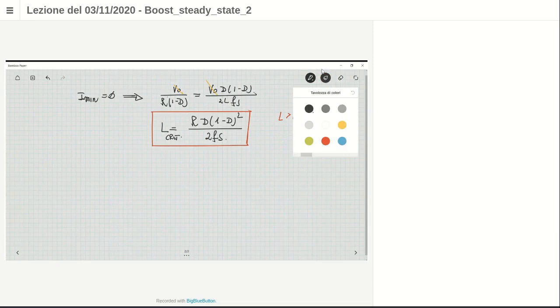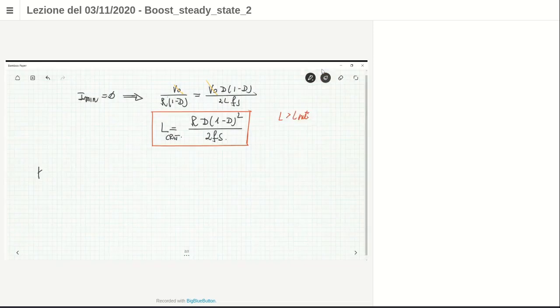So in this way, as we did for the buck, we can define two dimensionless parameters: K = 2LFs/R, and there we can also define the K critical, which is now D(1-D)². Okay, this K critical is different from the K critical of the buck. Remember, in that case, the K critical of the buck was 1 minus D. Okay, now the function is a little bit different.